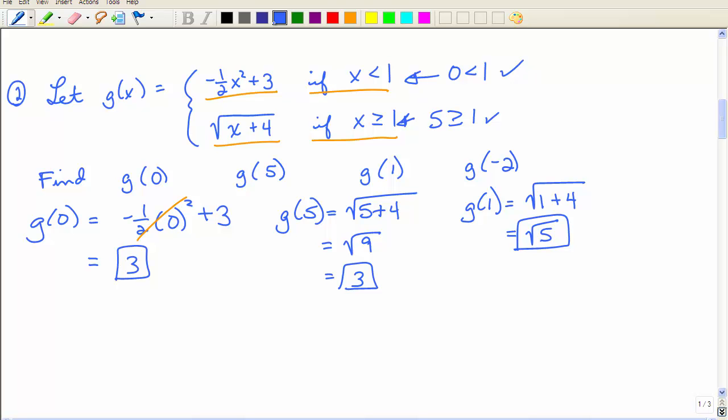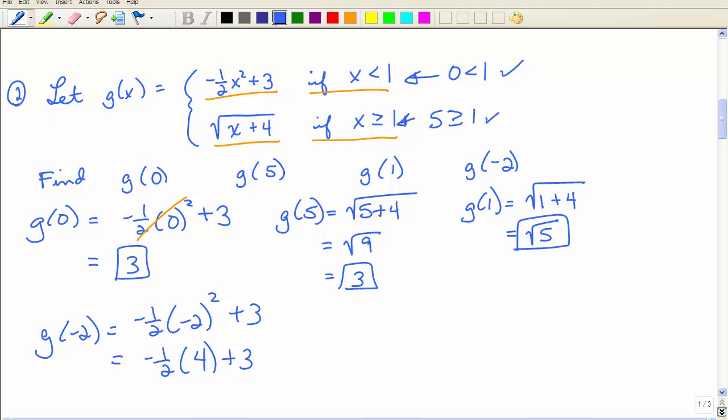All right, so now let's do the last one, g of negative 2. Where does it fit? And your question is, is it less than 1 or is it greater than 1? Obviously, it's less than 1. So I use the top function. Again, being careful of order of operations. So I'm going to square this before I multiply. And of course, negative half times 4 is negative 2 plus 3. Oops, is a positive 1, I believe.